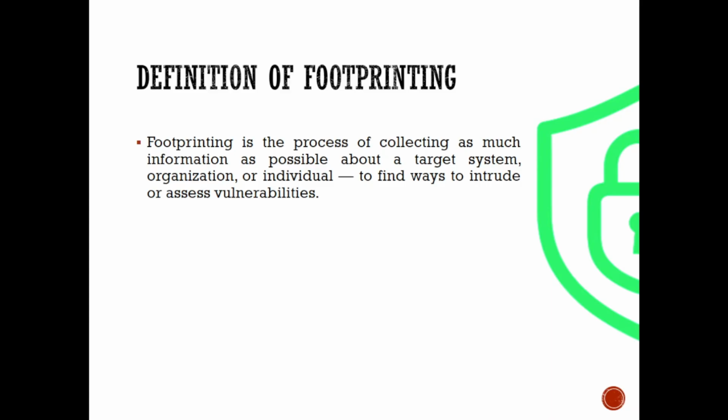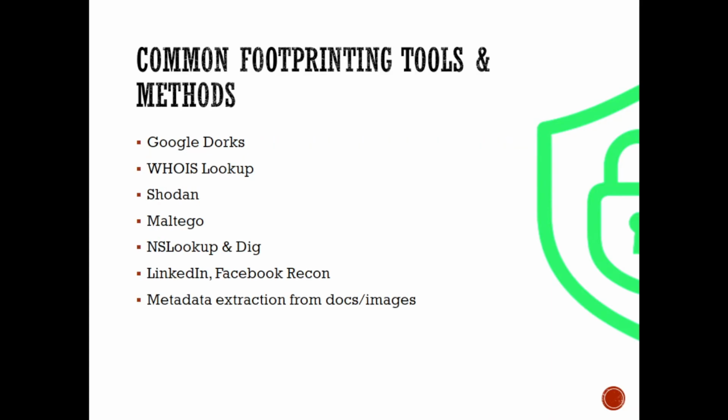Ethical use of footprinting. As an ethical hacker, you must have permission before engaging in deep reconnaissance. Passive information gathering using public tools is usually fine, but anything beyond that requires authorization. Common footprinting tools and methods: Google Dorks, WHOIS Lookup, Shodan, Maltego, NSLookup and Dig, LinkedIn, Facebook Recon, metadata extraction from docs and images. We'll go deep into these in the coming lessons.